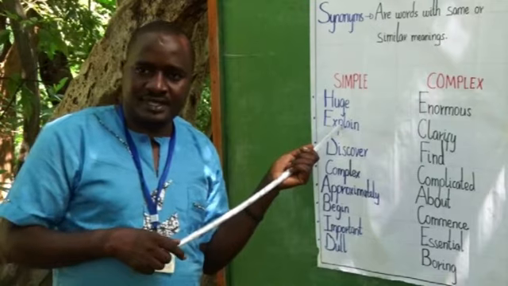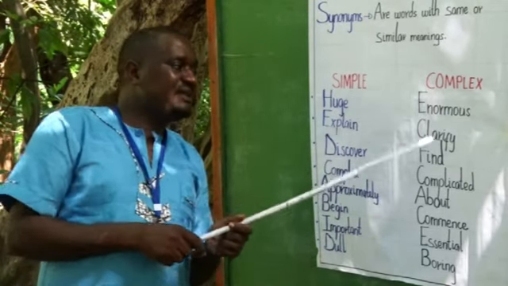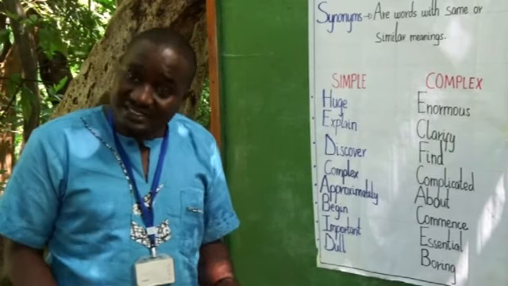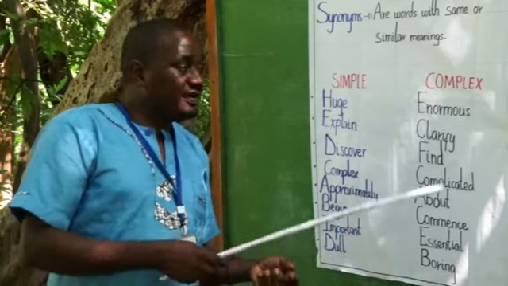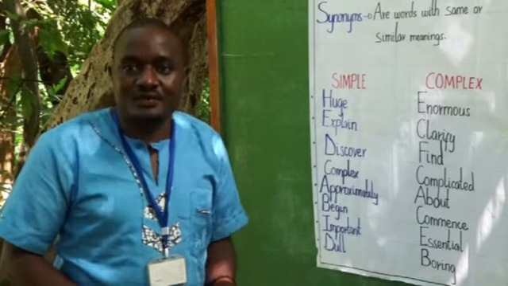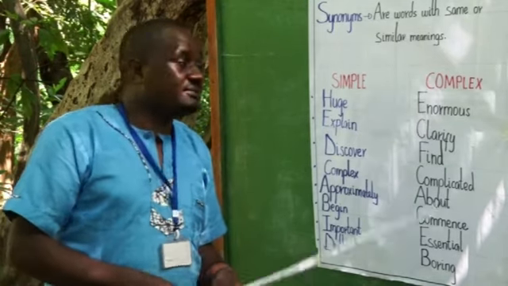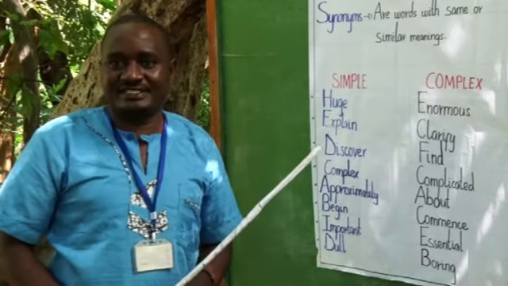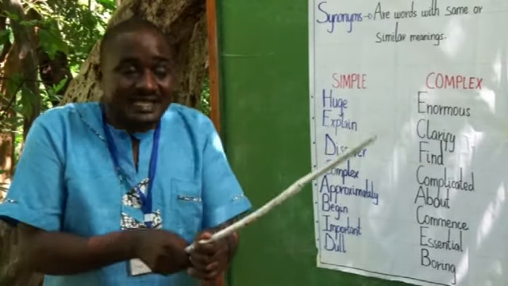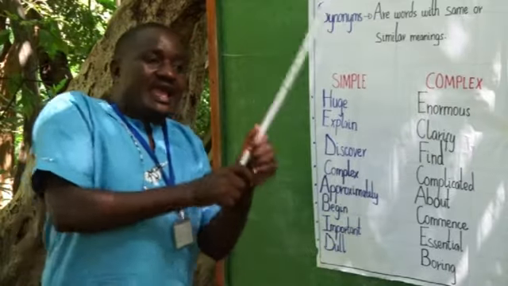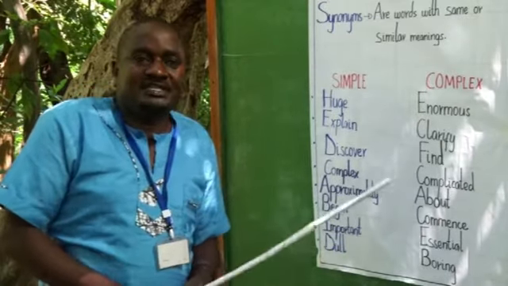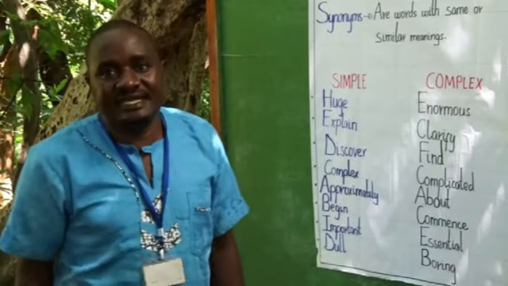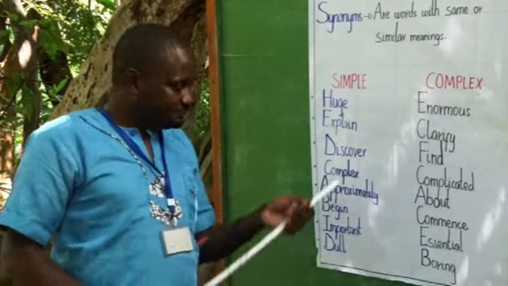Explain. The word explain has the same meaning as clarify. When we are teaching in the class, maybe you fail to understand a certain point, then you can put up your hand and tell your teacher, please teacher, kindly, can you clarify that point? Can you explain or re-explain the point? So to explain means to clarify, to give more details or more examples.